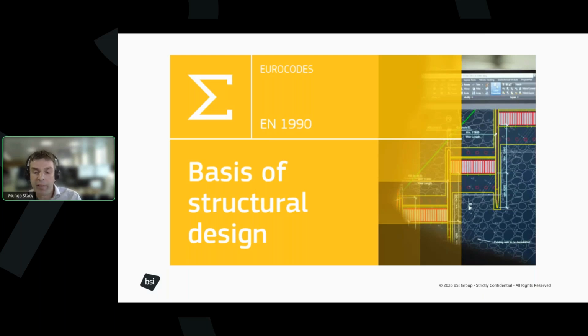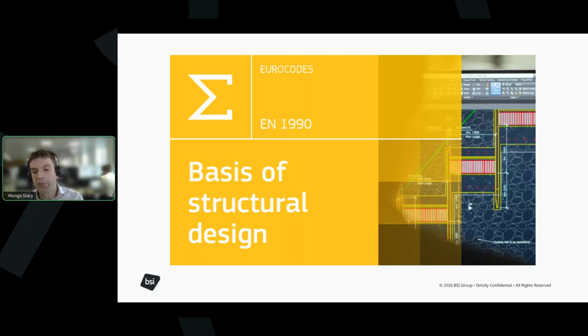And as Steve said, there's been many opportunities for commenting, and I've been part of the SC10 management group that has been reviewing the comments raised on basis of structural design and updating the document to take account of those comments. And generally, when we've updated in response to comments, it has been to attempt to improve the overall document.